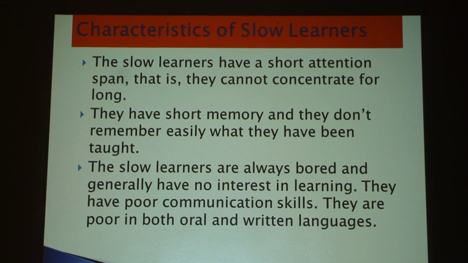Like we said, they have physical defects most times. The slow learners are bored, usually. They are not interested. You're teaching this one, they are looking at that. You're teaching in class, they are playing. These are the characteristics of the slow learners. One, they have a short attention span. They cannot concentrate for a very long time. They have short memory. They cannot remember things from a long time ago, and they cannot remember things easily.